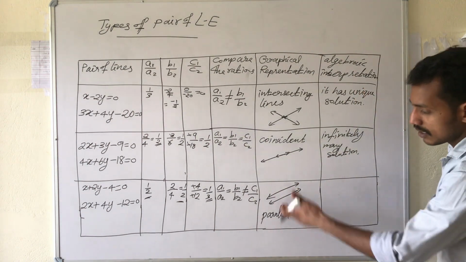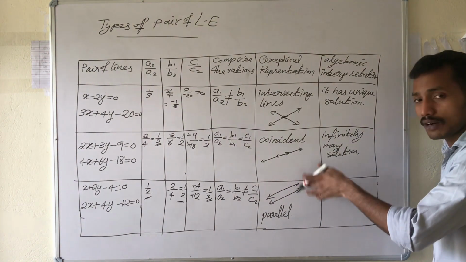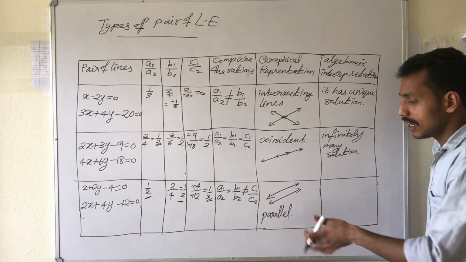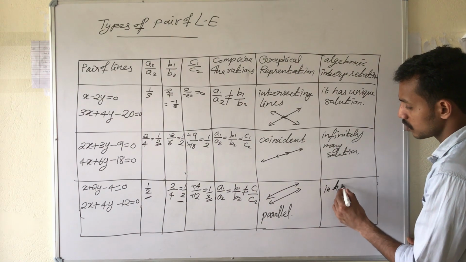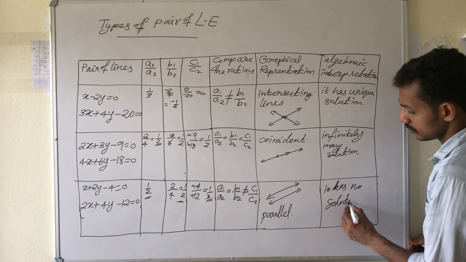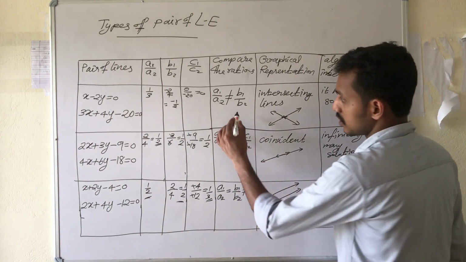In case of parallel lines, is there any common point? No, because these two lines never intersect, or they intersect at infinity only. So in reality there is no common point, that means it has no solution. It has no solution. So it is very important to remember this ratio.